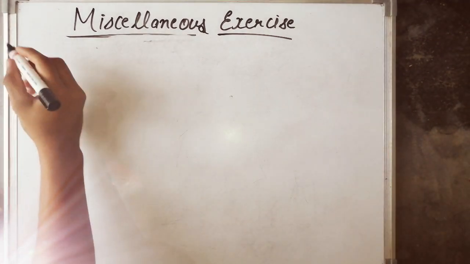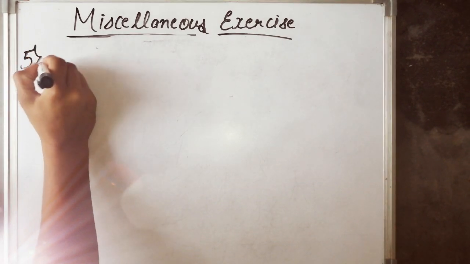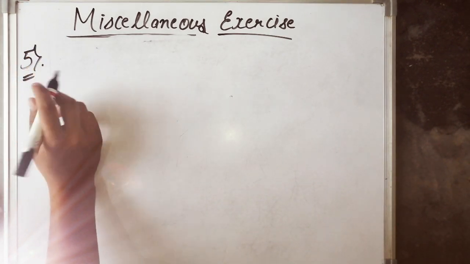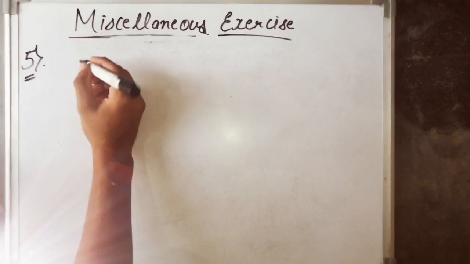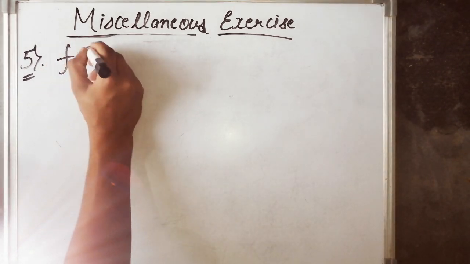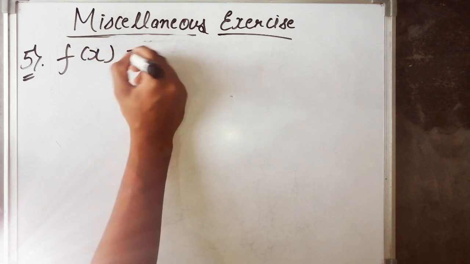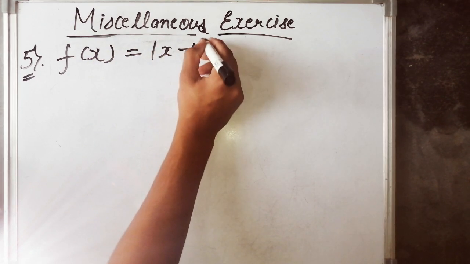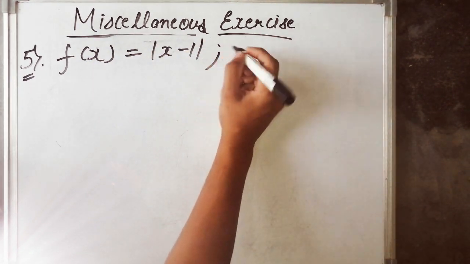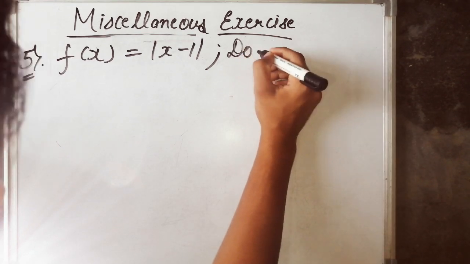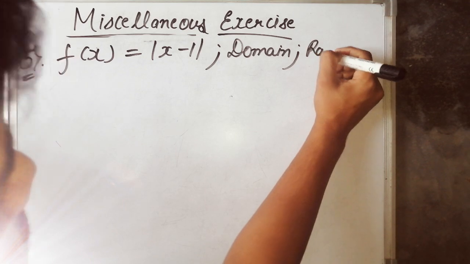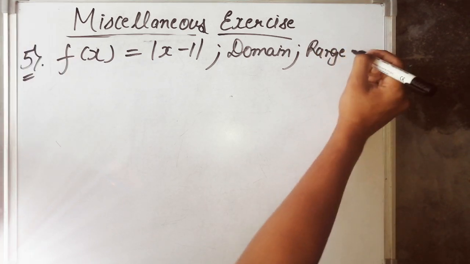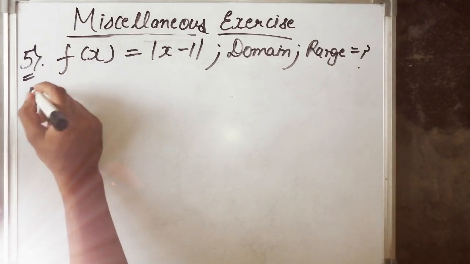Okay students, let's have a look at the 5th question. Our 5th question is: find the domain and range of the real function f defined by f(x) equals modulus of x minus 1. We need to find out domain and range. This is what we need to find out. Okay, let's have a look at the solution.